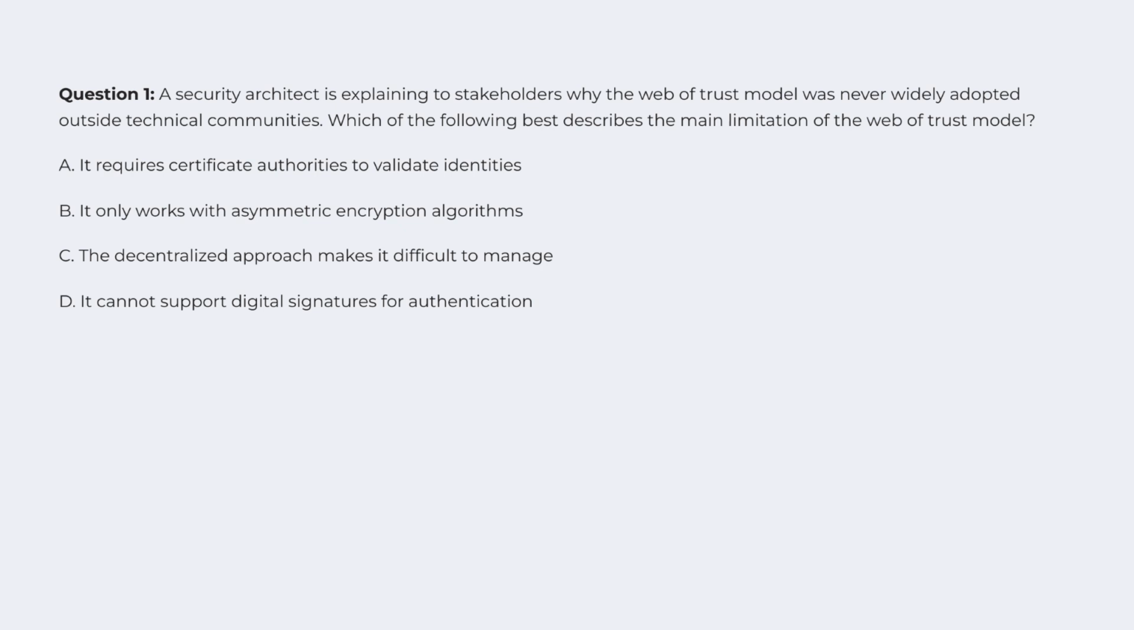A. It requires certificate authorities to validate identities. B. It only works with asymmetric encryption algorithms. C. The decentralized approach makes it difficult to manage. D. It cannot support digital signatures for authentication.